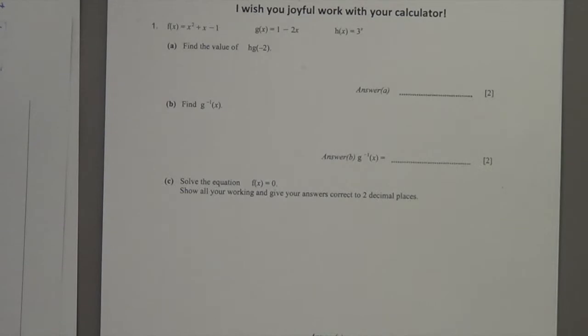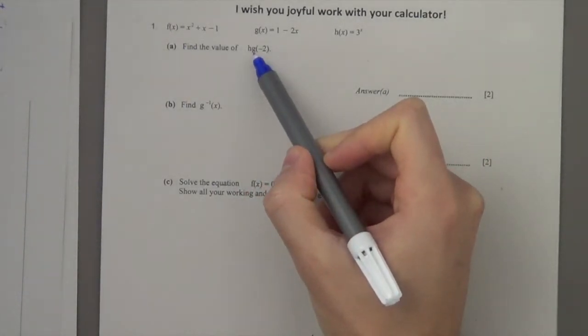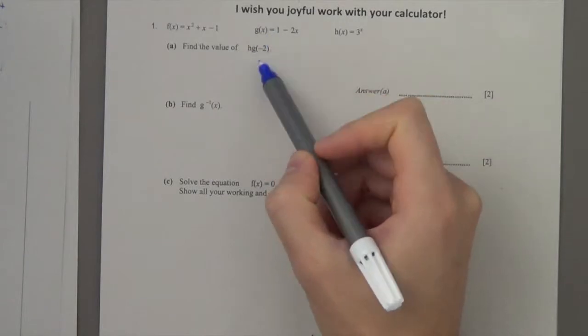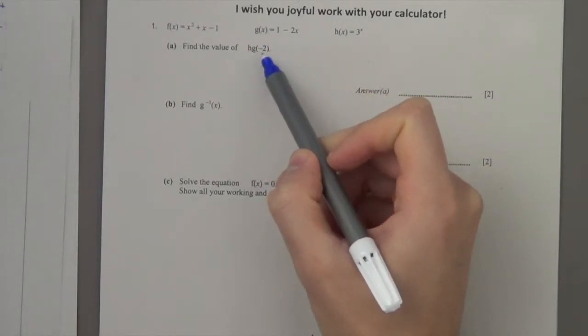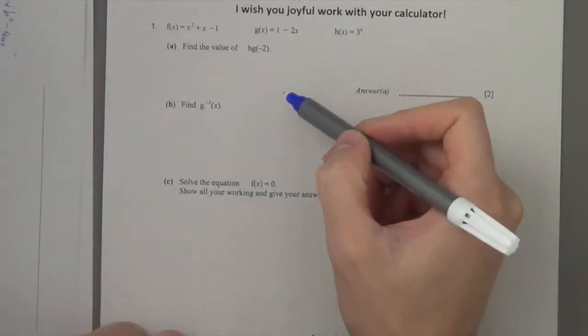Okay, so we're going to continue to do some more mixed past paper questions. The first question is on functions. This is what we call a composite function. Basically, we need to find the function of g first and then substitute that into the function of h, and then we put the minus 2 as the x. Okay, so what do I mean by that?